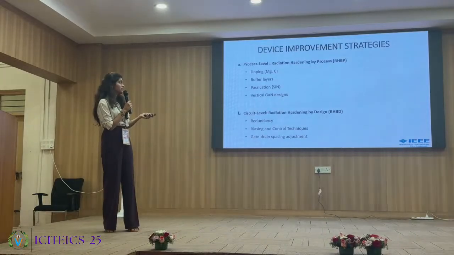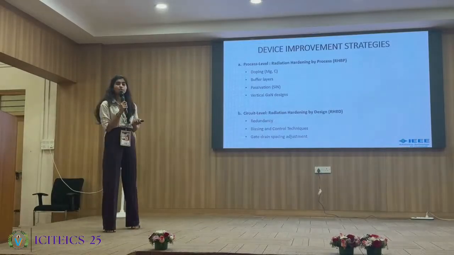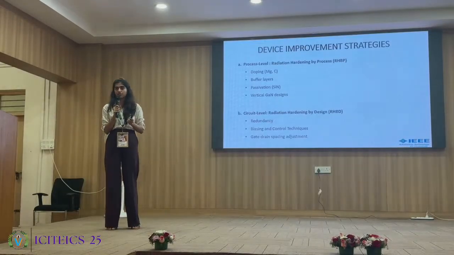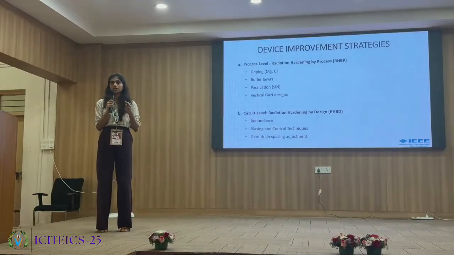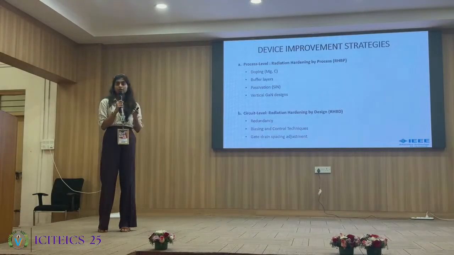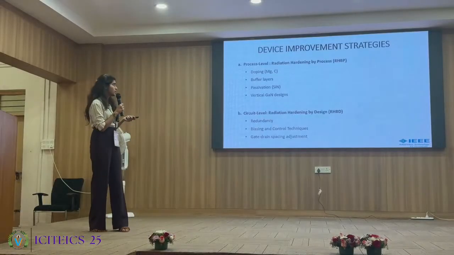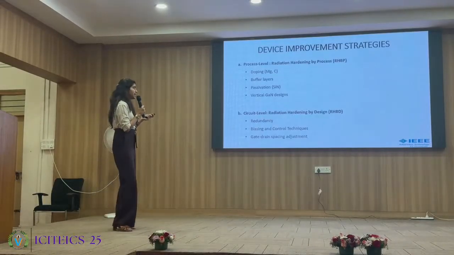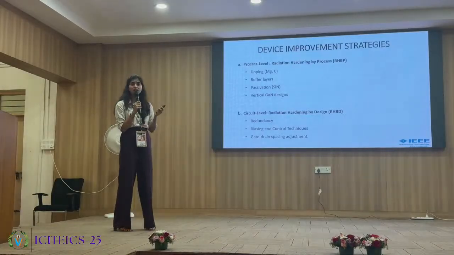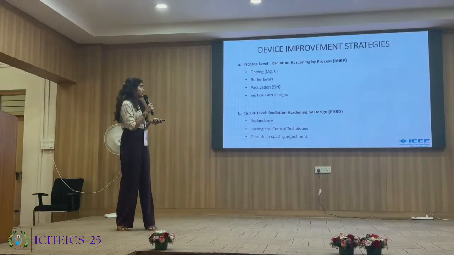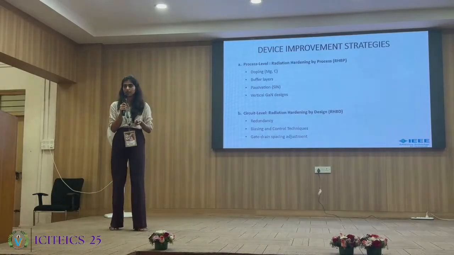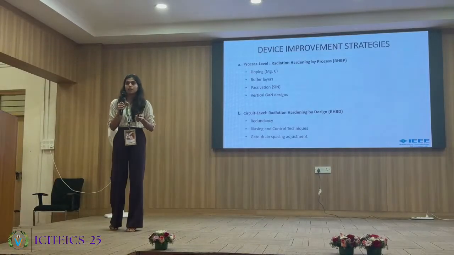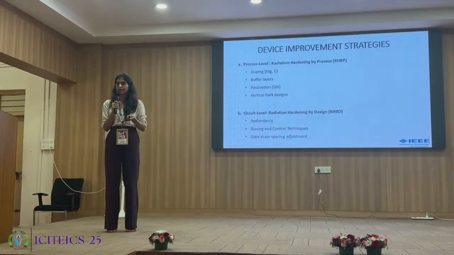Now we move on to the device improvement strategies. In order to improve the tolerance capability of the device for the radiation, we'll be following the different techniques. So the first one is the process level technique, which is called the radiation hardening by process. Here there are 4 different processes. So the first one is by doping the different elements like the magnesium and the carbon into the gallium nitride, which will improve the stability of the device for the irradiations.